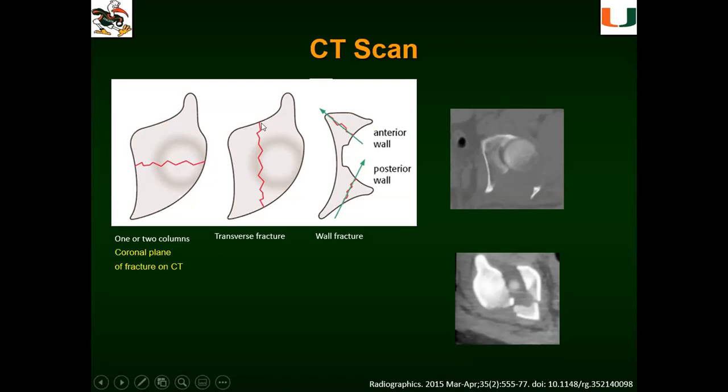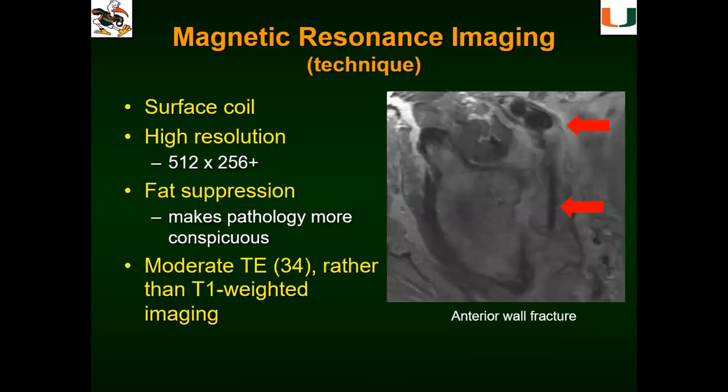If the dominant fracture pattern, regardless of comminution, is transverse or vertical like this, then you're dealing with a transverse fracture, and then your isolated anterior and posterior walls are just going to affect the anterior and posterior rims of the acetabulum. Again, MR, I mentioned the indications of MR in our practice.